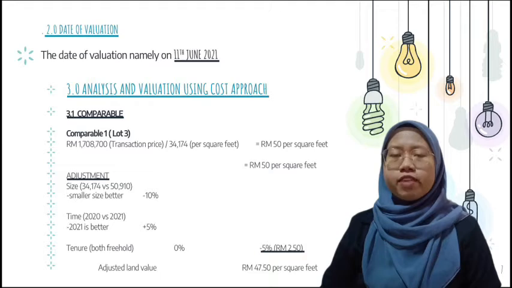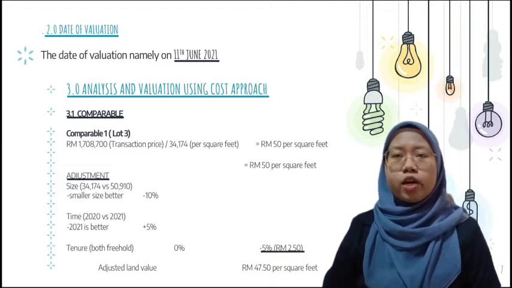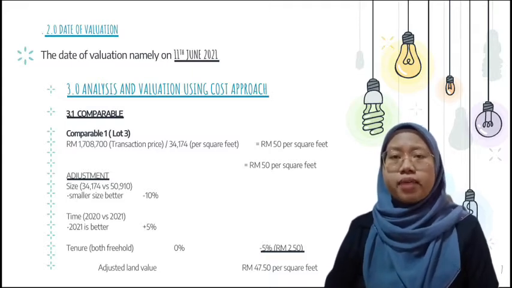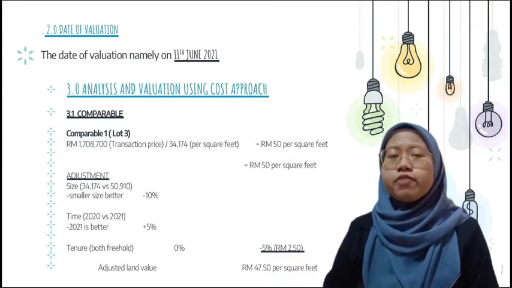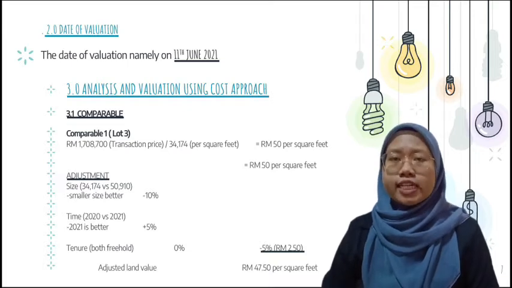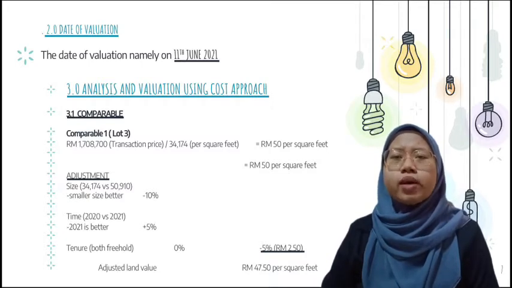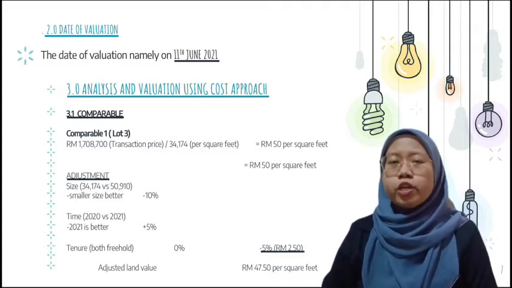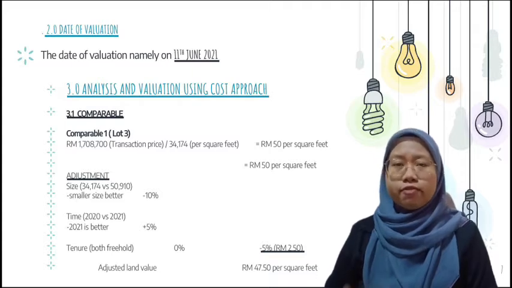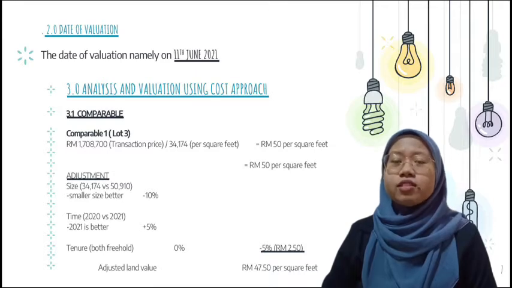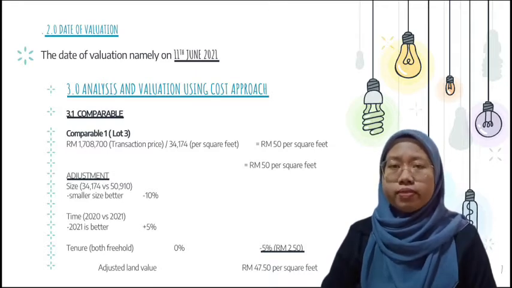Now, I would like to explain about the comparable method. In order to find the land value of the subject property, we need to use the comparable method. Let's take a look at comparable 1, lot 3. If we divide the transaction price by the size per square feet, we get RM50 per square feet. For the adjustment, in terms of size, lot 3 is better than the subject property. For time, the subject property is better because it is the latest one, in 2021. Both are freehold land. We need to plus or minus the percentage to get the adjusted land value. The adjusted land value for comparable 1, lot 3 is RM47.50 per square feet.